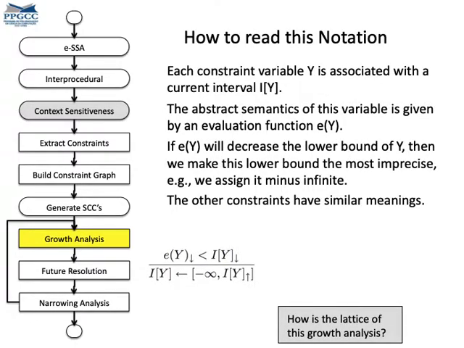These rules essentially apply widening to the abstract value of each variable if this abstract value changes once. So if we notice that a variable might decrease, then we make its lower bound equal to minus infinity. If we notice that it might increase, then we make its upper bound equal to plus infinity.